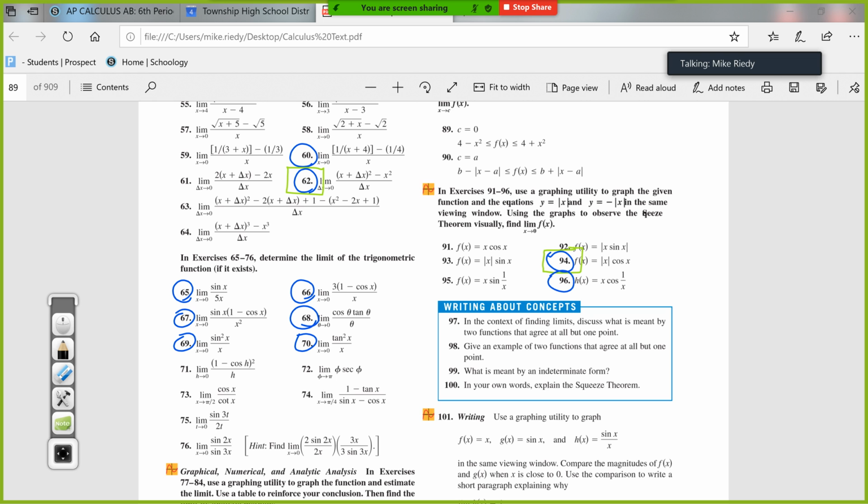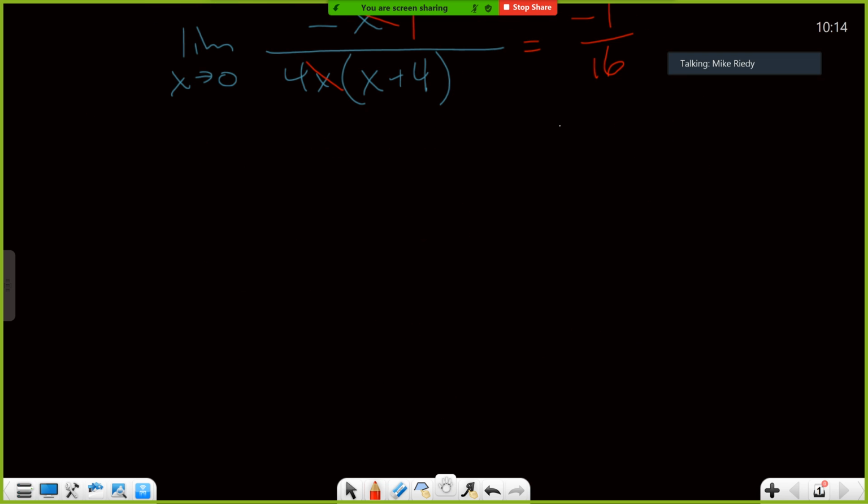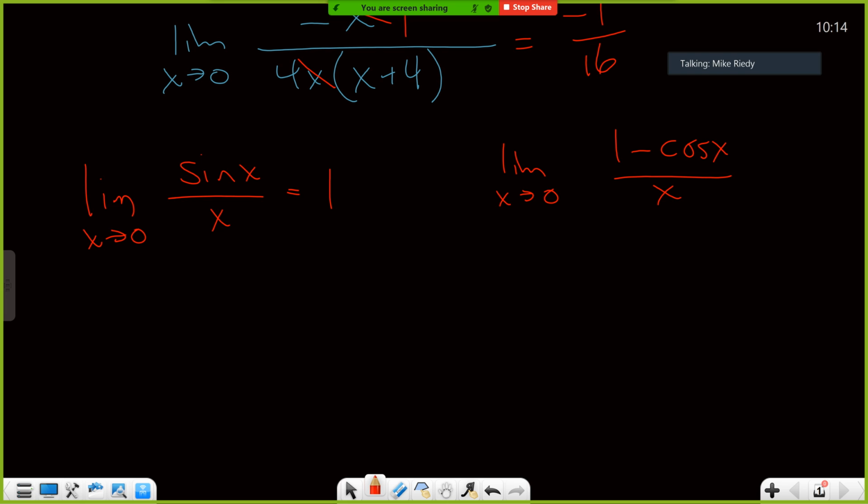In 65 through 70, your goal is to algebraically manipulate those things so that you end up with one of the theorems we talked about. What's that equal? 1. 1, very good. And the other one is the limit as x approaches 0 of 1 minus cosine of x over x. What's that equal? 0. 0. It is minus, right? Not plus? Yeah. Okay, good.